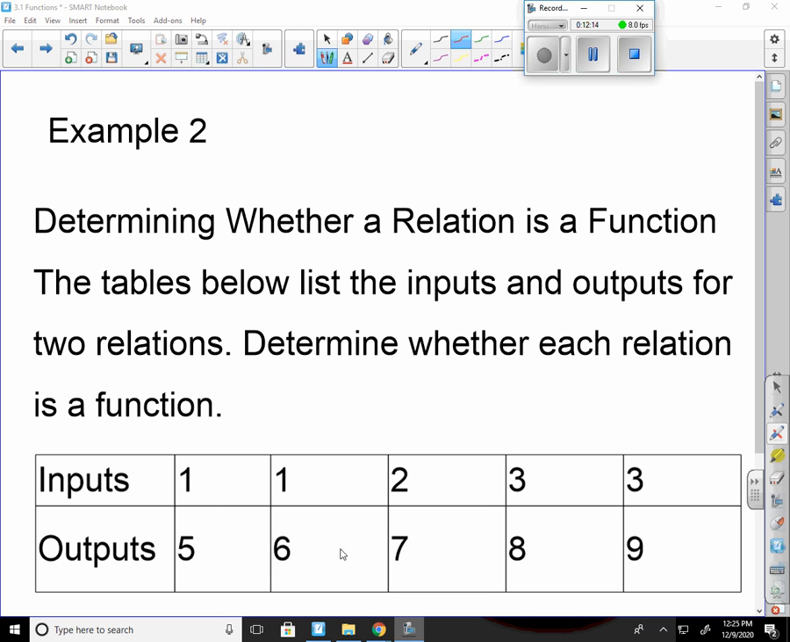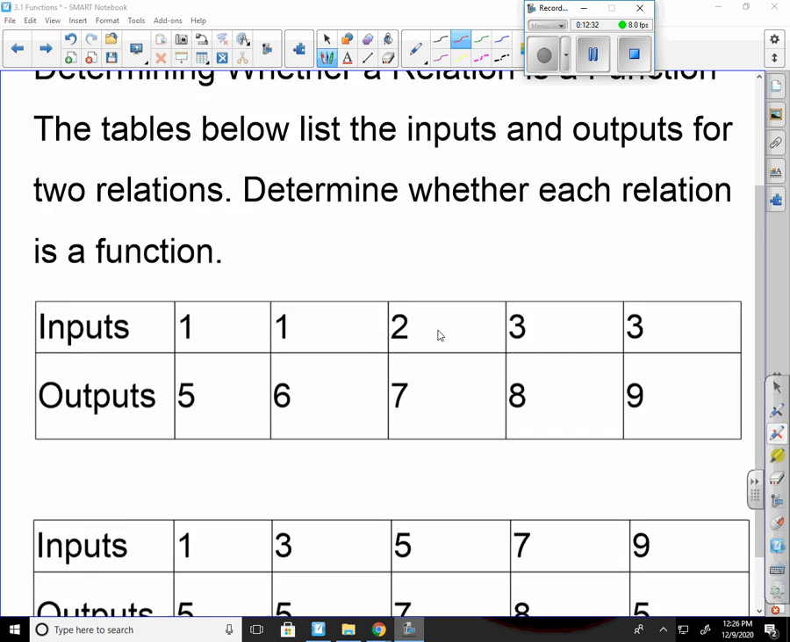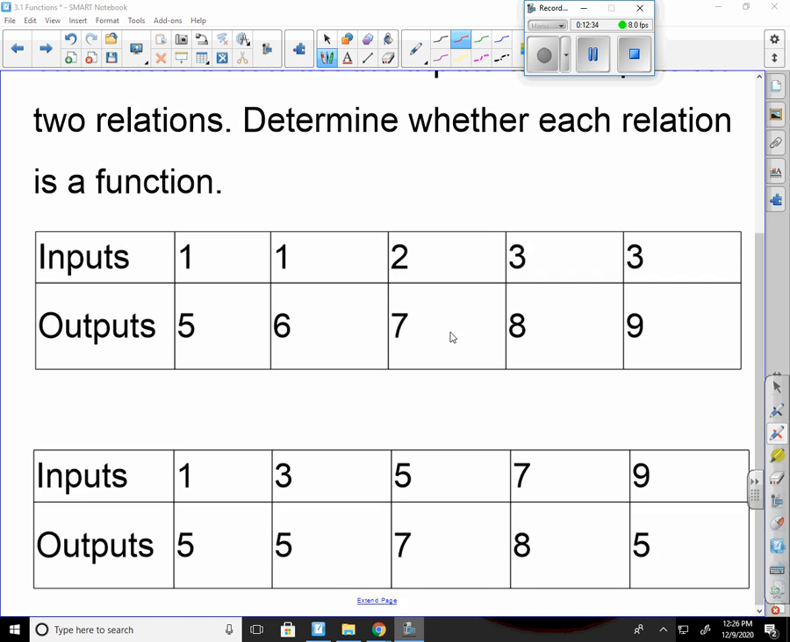Yeah, exactly. If our top ones do repeat, it is not a function. So we have 1 and 1, so it's automatically not a function as long as these numbers are different. The 3s would also mess that up. So this one would be not a function. What about the next one? Is it a function?